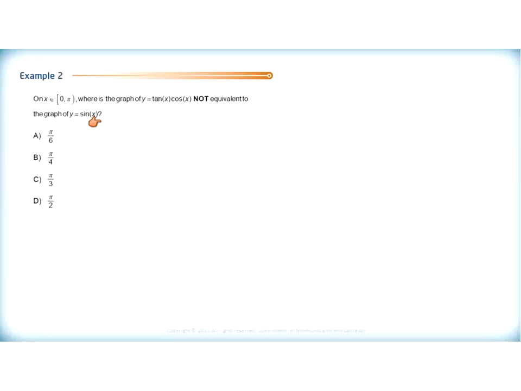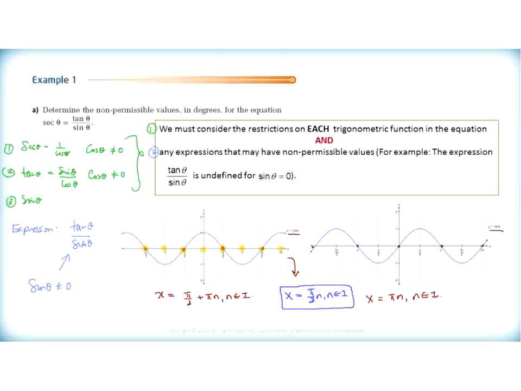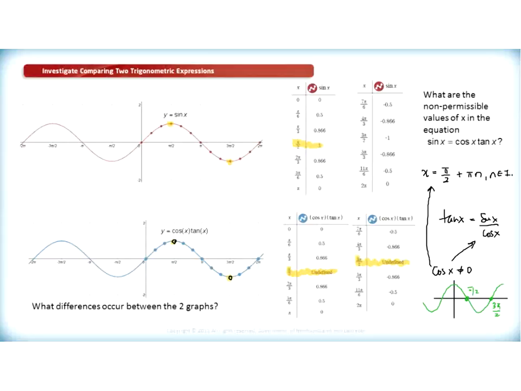Well, I think if you look closely, this is the exact same graph that I did earlier. We looked at the graph of sine x, and we looked at the graph of tan x times cosine x. Let's go back and look at them again: sine x and tan x times cosine x. Here's the graph of sine x. Here's the graph of cosine x times tan x.